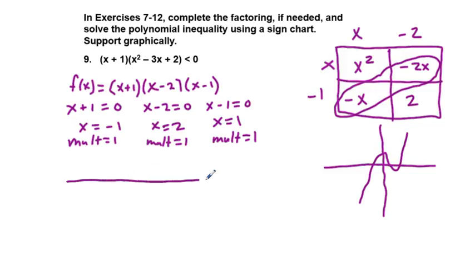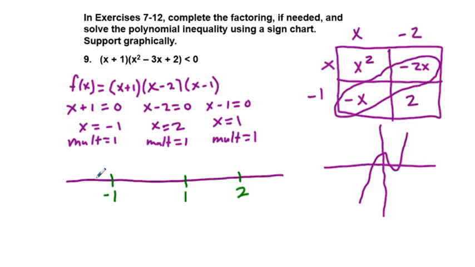Create that using our horizontal line. And we mark our zeros. From the left, we have -1. We have x equals 1. And we have x equals 2.